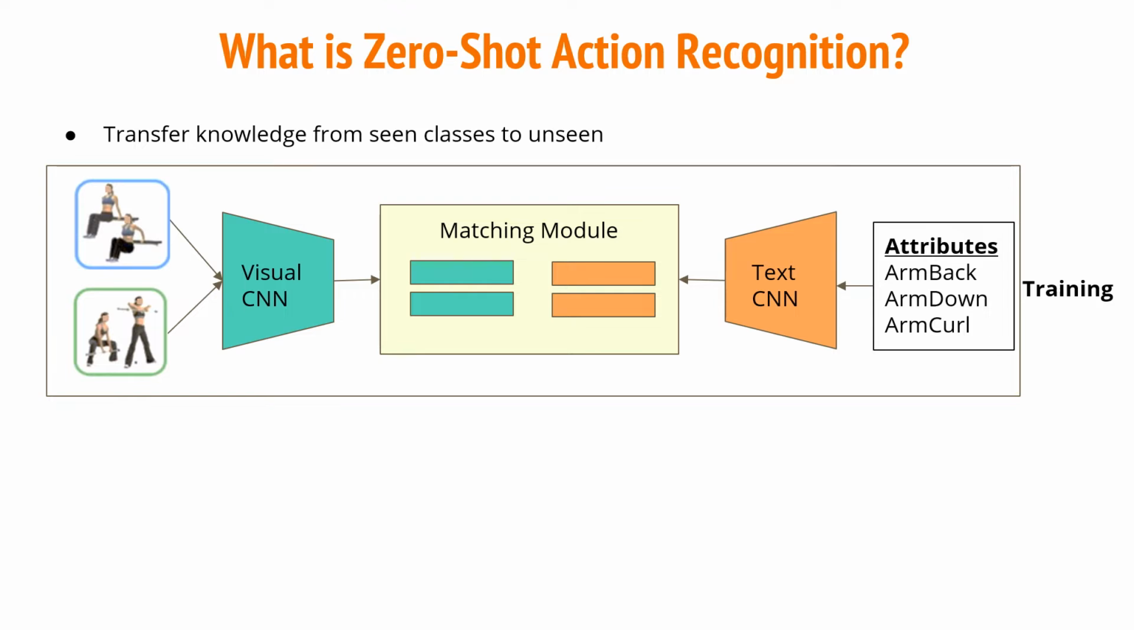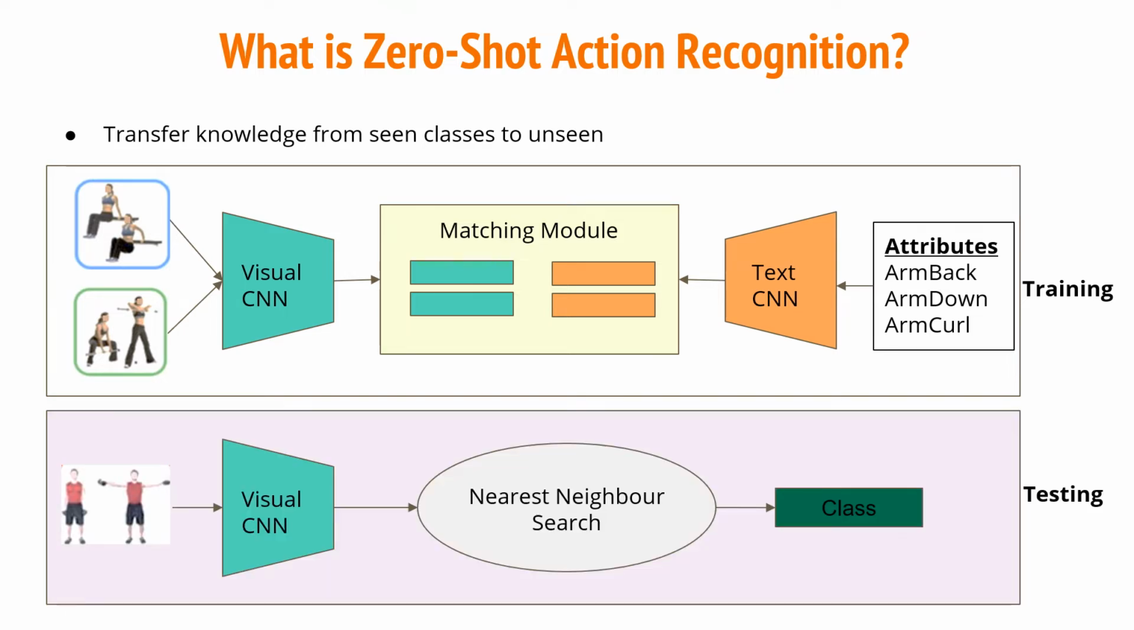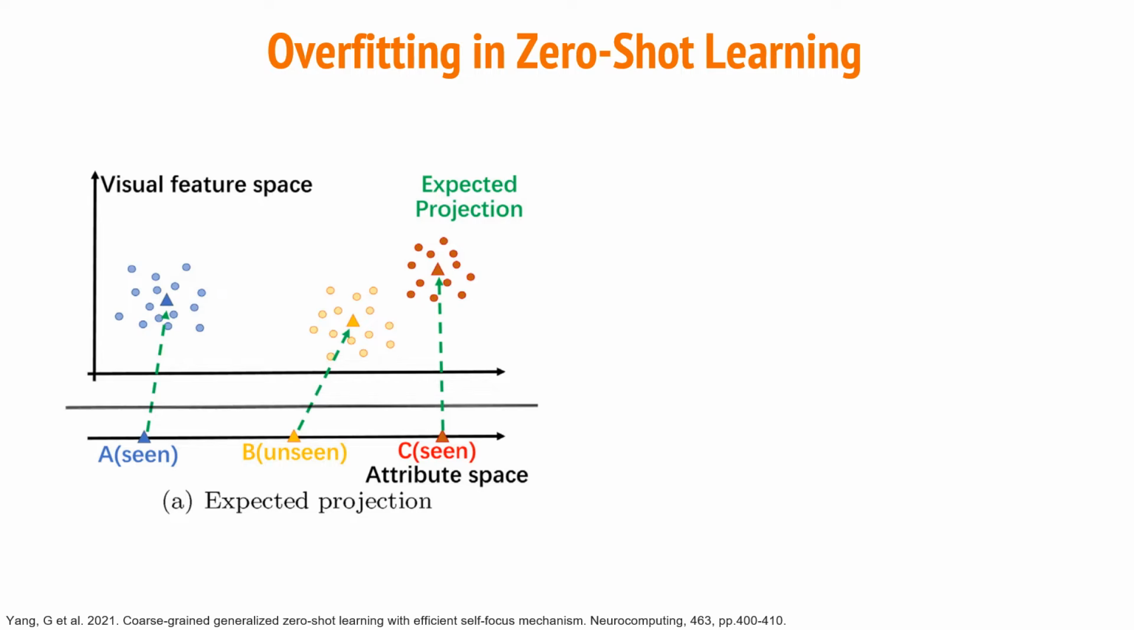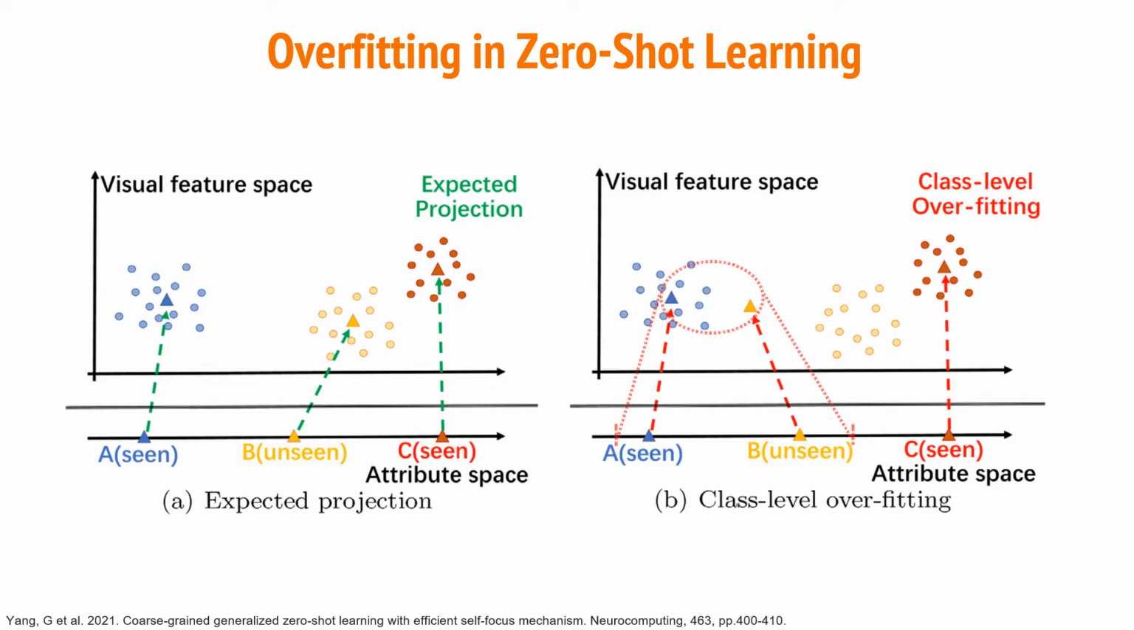Typically, at train time, the visual features and semantic features are trained with a similarity loss using a matching module in a latent space. At test time, a nearest neighbor search is done in the same latent space to find the unseen class. It has been seen that zero-shot learning models tend to overfit to the seen classes available at train time. Thus, we need a representation that can avoid overfitting.